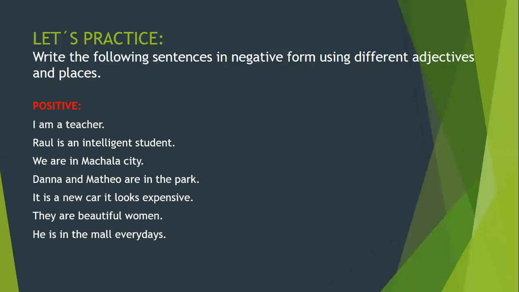Here we have positive. Okay, I'm a teacher. Raúl is an intelligent student. We are in Machala City. Dana and Mateo are in the park. It is a new car. It looks expensive. They are beautiful women. He is in the mall every day. So those sentences are in positive. So we need to change them to negative, but using different adjectives and places.